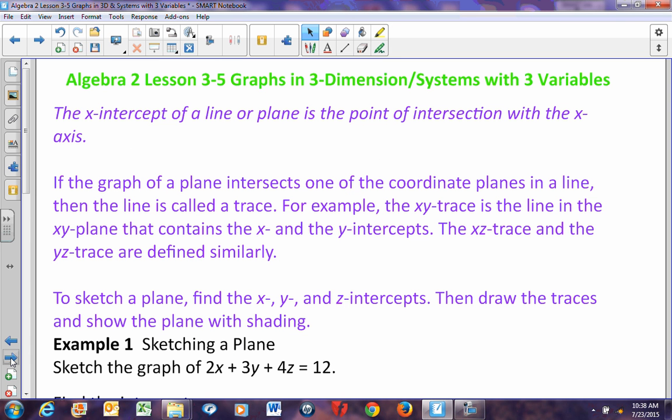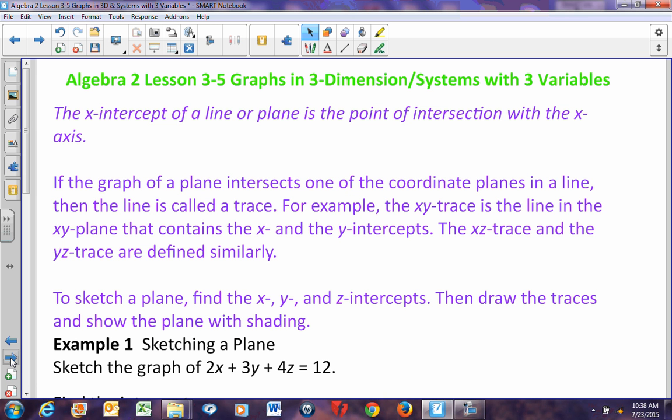The x-intercept of a line or a plane is the point of intersection with the x-axis. If the graph of a plane intersects one of the coordinate planes in a line, then the line is called a trace. That's what we're going to trace. For example, an xy trace is the line in the xy plane that contains the x and y intercepts. The xz trace and the yz trace are defined similarly.